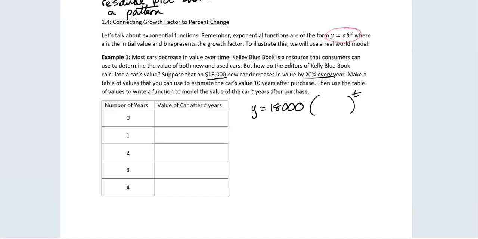So the way that we figure out our decay rate, or our decay factor in this case, our quote-unquote growth factor, but it's going to be going down, is by taking the percentage, this 20%, and subtracting it from 1. Now, whenever we do this, we have to make sure it's 1 minus 0.20, not 20. So I'm not subtracting 20. I'm subtracting the decimal representation of that percentage. So it's going to be 1 minus 0.20, which is 0.8. So 0.8 is going to go in there.